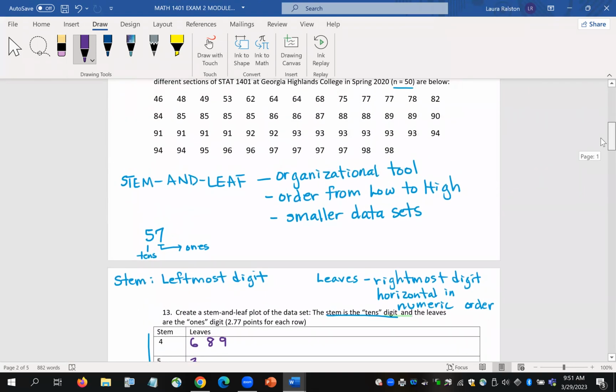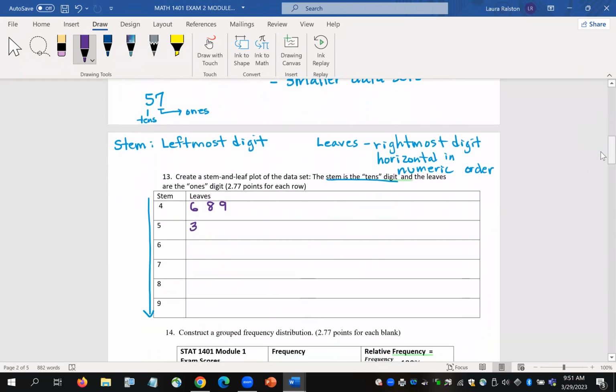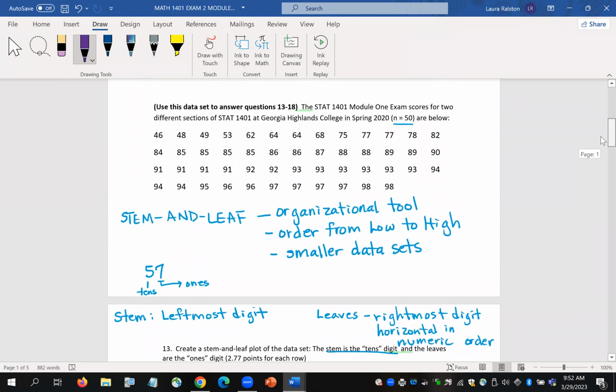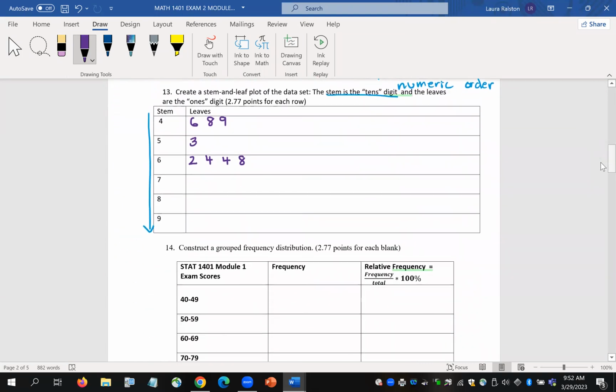Let's see, 60s. I have a 2, a 4, and a 4, and an 8. Notice if it repeats, like you have 62, 64, 64, 68, you do repeat the value if it repeats, because that indicates that there are 2 64s in the original data. Then we have our 70s: 75, 77, 77, 78.